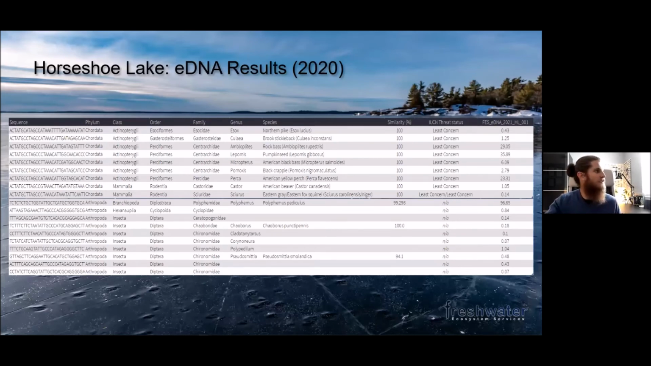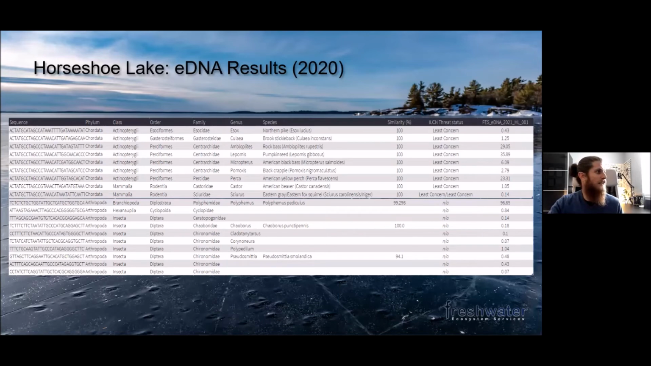There were 7 fish species collected, or the presence of 7 fish species were identified, 2 mammal species, 2 plankton species, and 8 insect species. Most of these, as you can see, were identified all the way to species level. These were also identified to genus, and all of them were identified at least to family level.